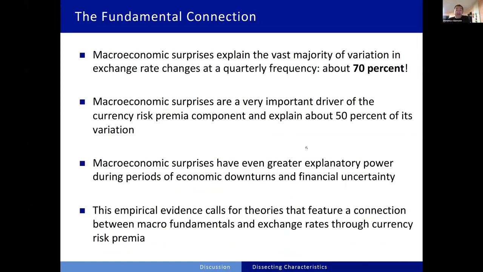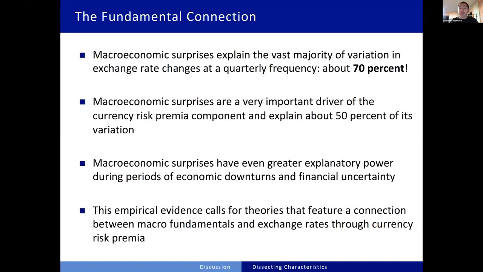So this is a very interesting paper. It shows that macroeconomic surprises explain the vast majority of variations in exchange rate changes at quarterly frequency. We are talking about a very large number, 70%. The paper also shows that it's important in explaining the currency risk premium rather than expectations.